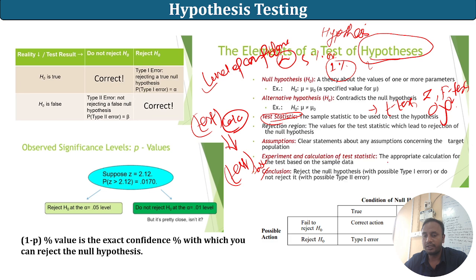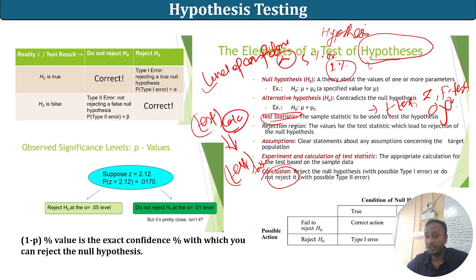Anyway, one more question will be whether we accept the null hypothesis or not, because the wording itself is not correct. We'll see that later. Then we make the conclusion: reject the null hypothesis with the possible type 1 error, or do not reject it with the possible type 2 error.